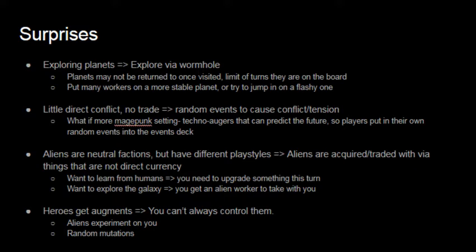Because we don't have direct combat or trade, we need something to cause conflict between the players. So what if we had some random events that you could draw that would affect your turn and your decisions? Now let's take that a step further, because random events aren't that interesting. What if you have scientists who are like augurs, who can predict the future and see patterns in the world, like super brains? So mechanically, the players will put their own random events into the events deck.